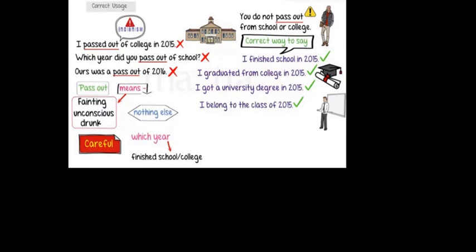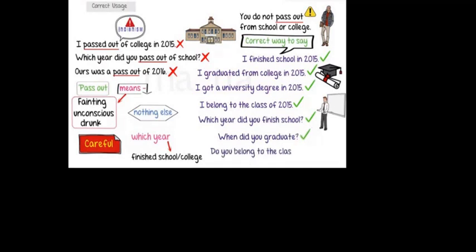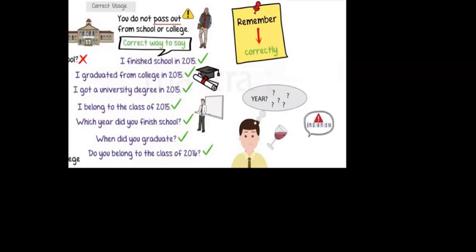Similarly, we should ask, which year did you finish school? When did you graduate? Do you belong to the class of 2016? Remember to use this correctly. Otherwise, you might be telling people in which year you were completely drunk.